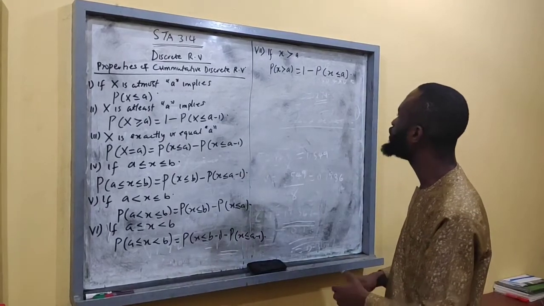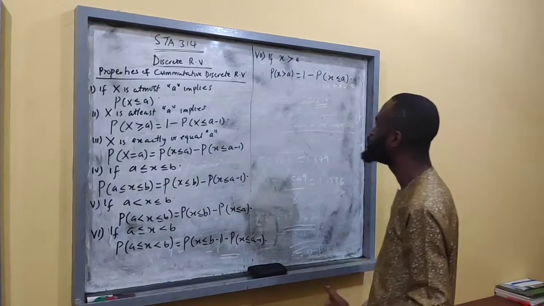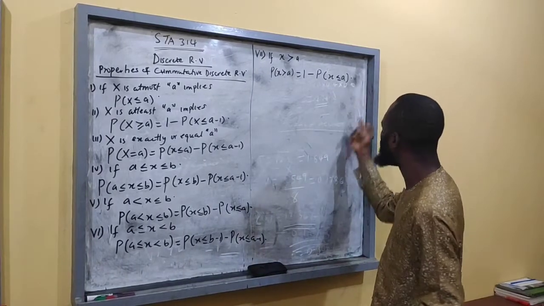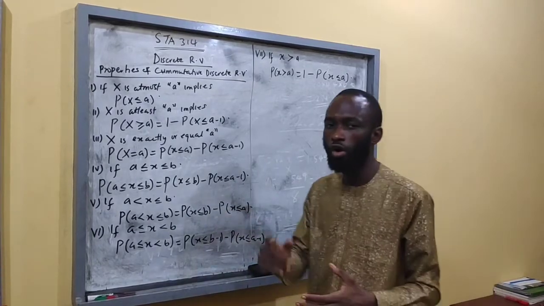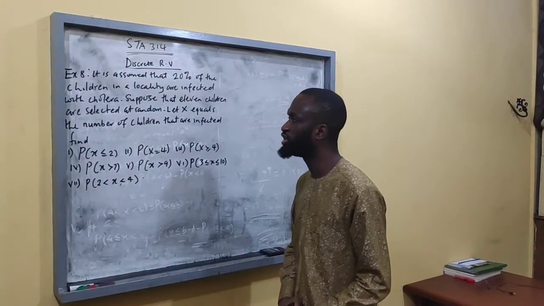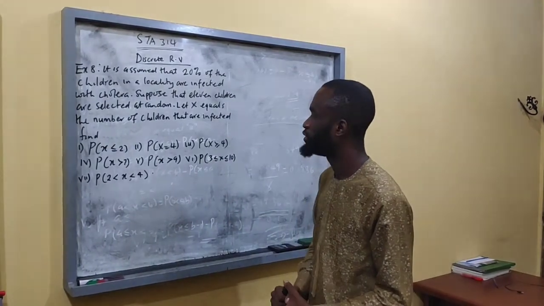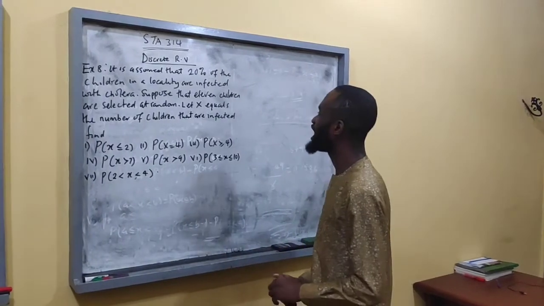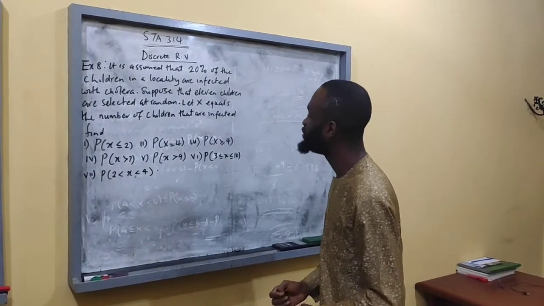Lastly, when you have x greater than a, there is a difference between x greater than or equals to a, as Roman figure 2, but this one is strictly greater than a, and it is the same as saying 1 minus probability of x less than or equals to a. You will not subtract anything. Those are the properties of probability function.